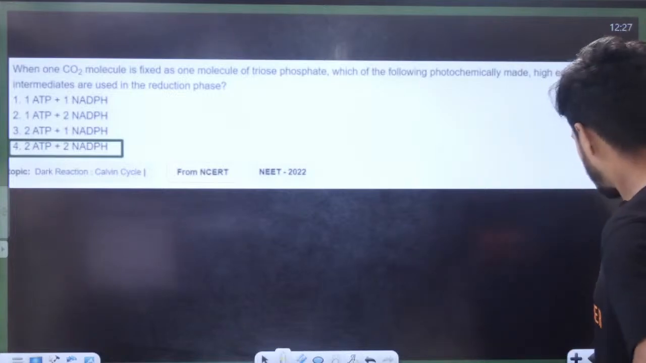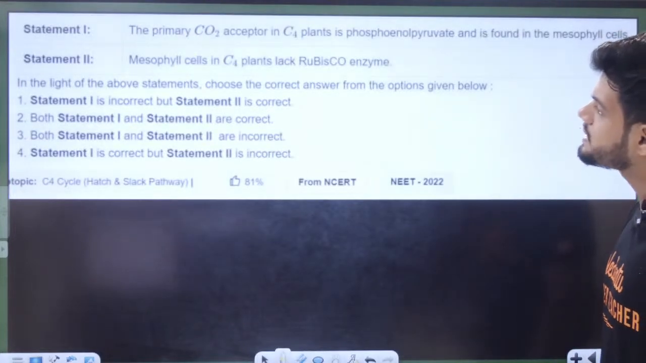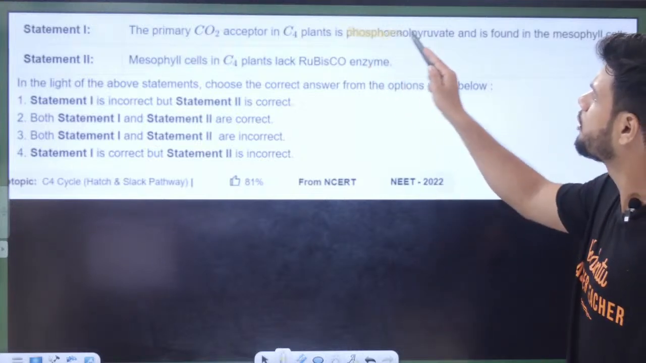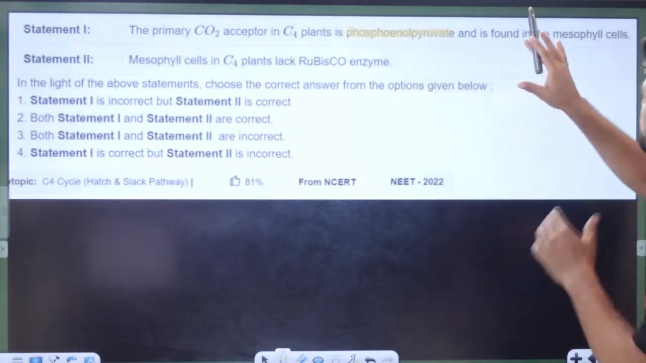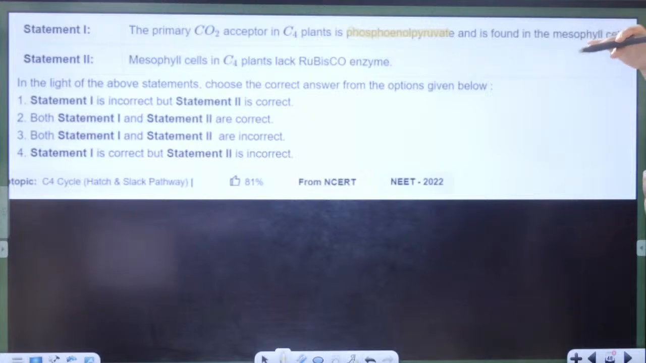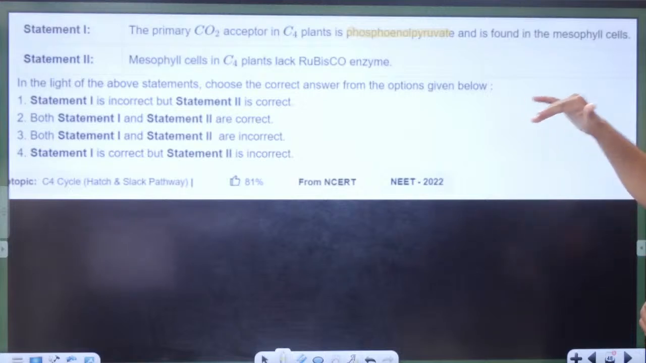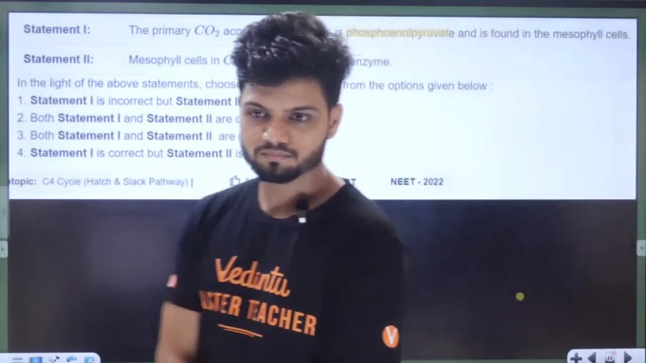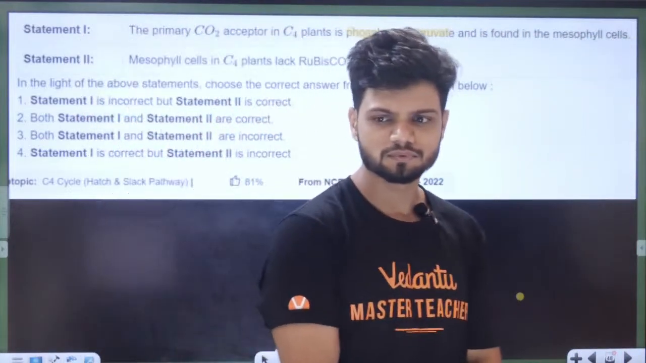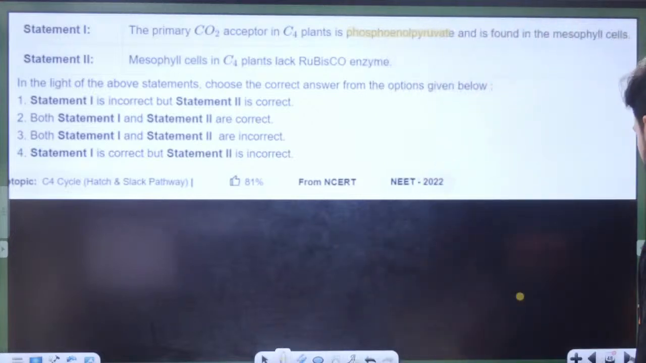Second step. Done. The primary CO2 acceptor in C4 plants is phosphoenol pyruvate, and it is found in mesophyll. Friends, tell me, is it found in mesophyll or bundle sheath? Mesophyll. Okay. Mesophyll cells of C4 plants lack Rubisco enzyme. Makes sense? Yes. Okay, so both are correct.